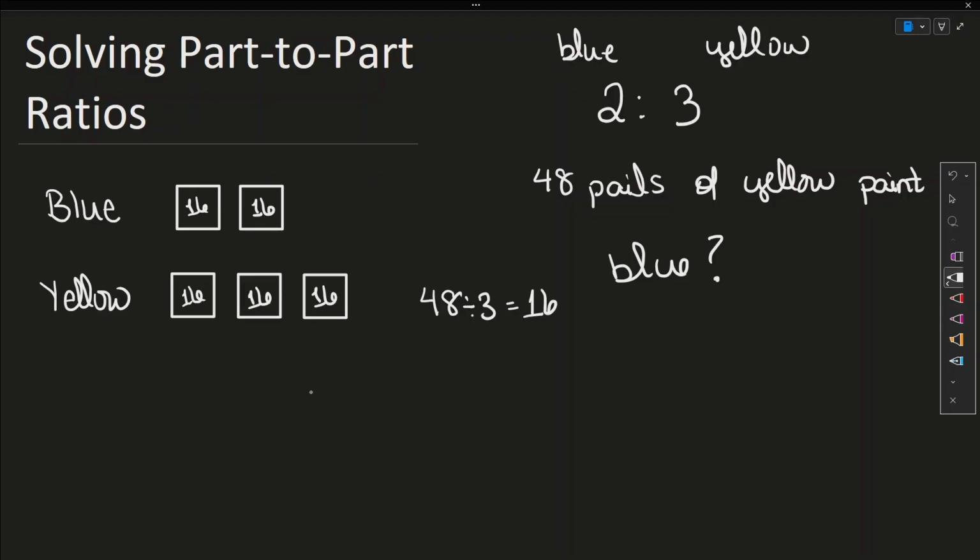So for the blue paint, there are 2 squares in the blue row, and they are each worth 16. That gives us 32. So you will need 32 pails of blue paint. This is the same structure as the first example, but now we started with the yellow row instead of the blue row. As future teachers, it's helpful to ask students, which row do we know? Then, how many squares are in that row? Then, what does one square represent? Those questions help students organize their thinking.